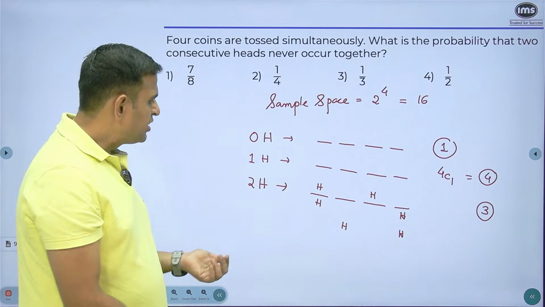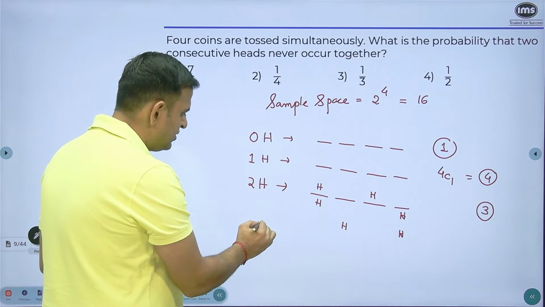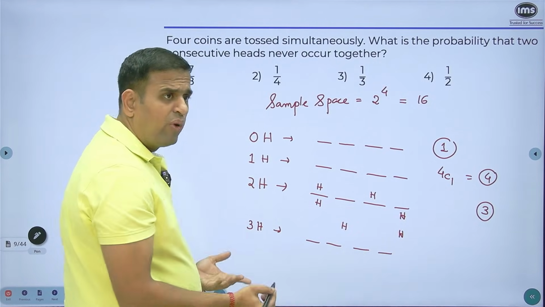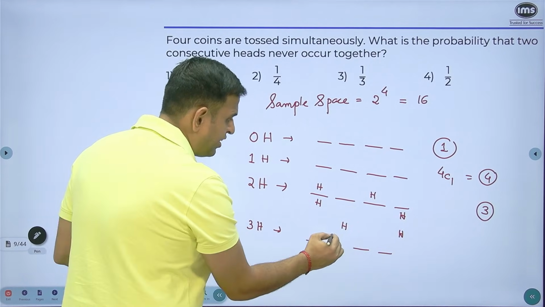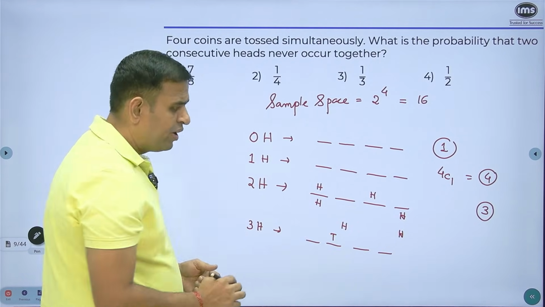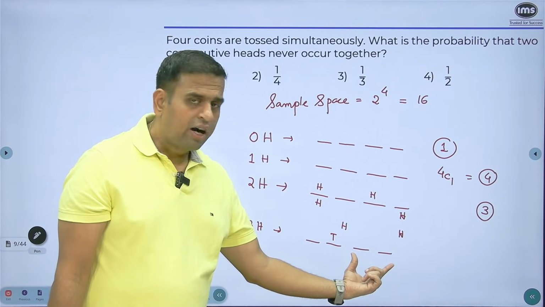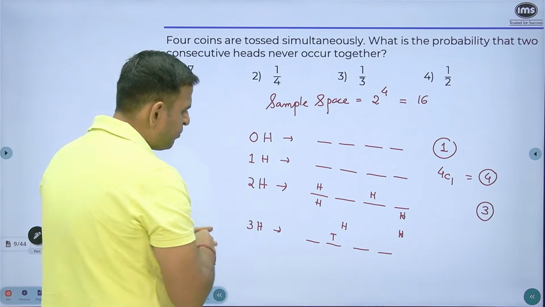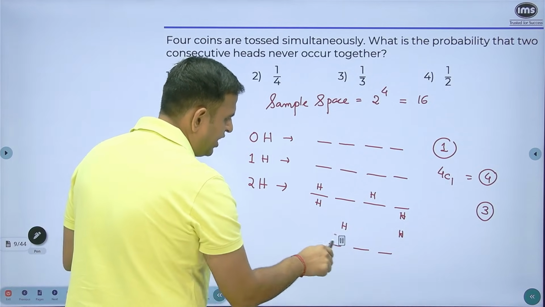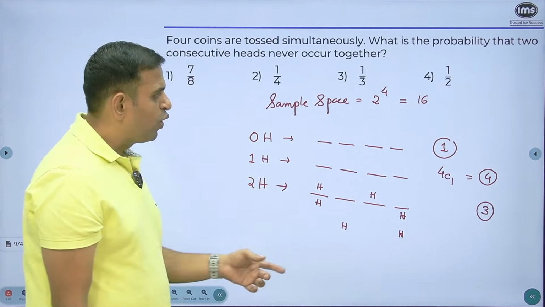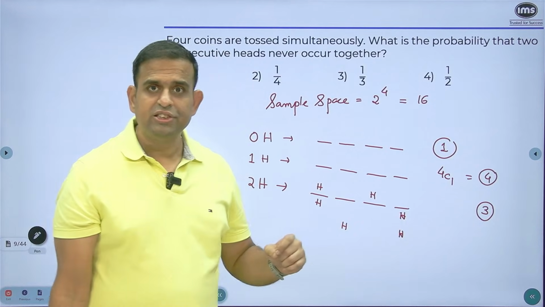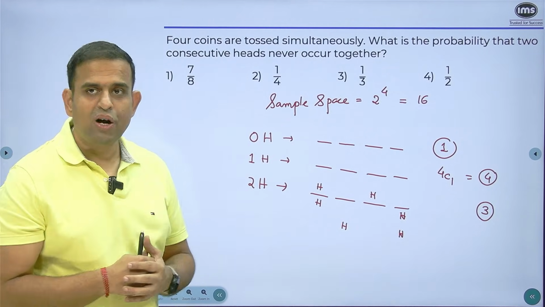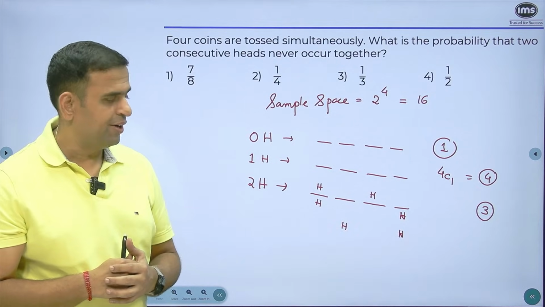Now suppose I take 3 heads, that basically means you only have one tail being present. Wherever that tail is going to be, the other slots will belong to heads and two of them are going to be together. So there won't be any possibility for 3 heads. So we got a total of 8 favorable cases out of 16, leading to 8 over 16 or a half, and I can choose to mark option number 4 over here.